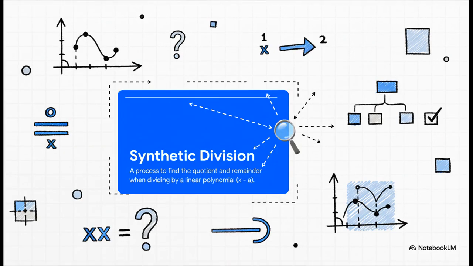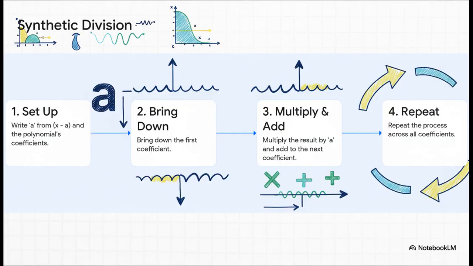So what is synthetic division? Think of it as a super fast way to check if a number is a root. It's a slick, streamlined process that quickly tells you what the remainder is when you divide your big polynomial by a little piece like x minus a. And trust me, that remainder is everything. The process itself is surprisingly simple.